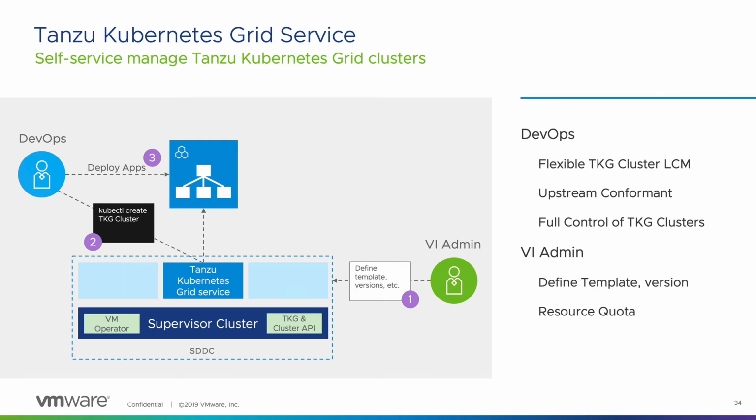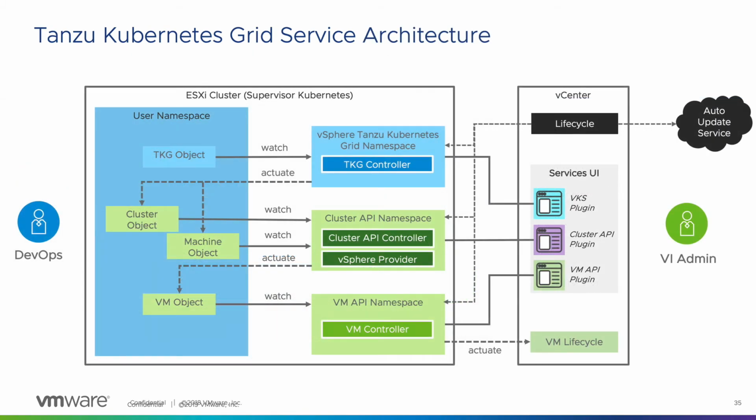It's completely upstream conformant. So we're not doing anything. It's just vanilla Kubernetes. So if it works on any Kubernetes cluster, it's going to work on a Tanzu Kubernetes Grid cluster as well. And this is just an overview of, again, what the service architecture looks like. So as a VI admin, I have my services that I know are embedded into this and what I can offer up to my developers so they can take advantage of it.